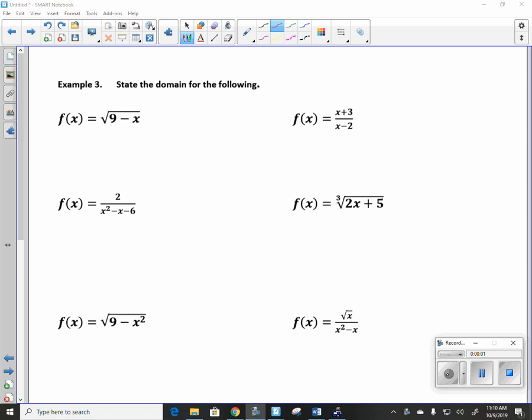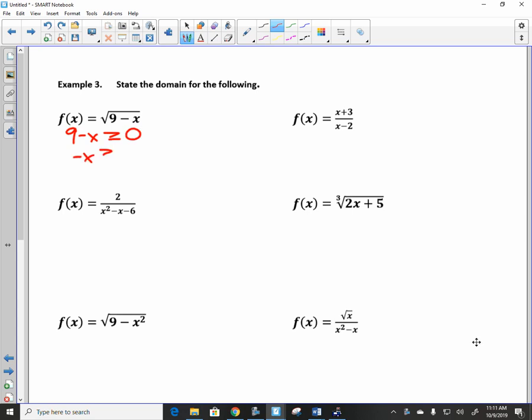Exactly. If you plug in t, you're going to get the square root of -1. So what Alex says is 9 minus x must be greater than or equal to 0. Now, when you solve that, you subtract the 9. Negative x is greater than or equal to -9. Divide by the -1. X is less than or equal to 9. So we go from -infinity to 9.